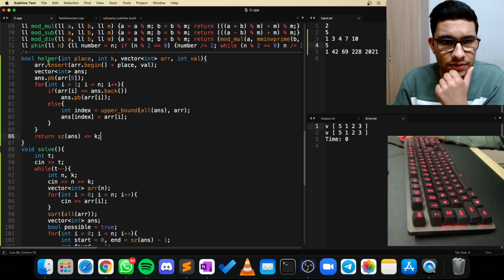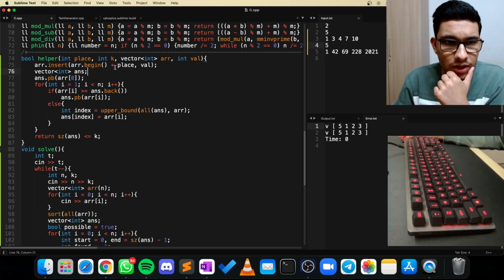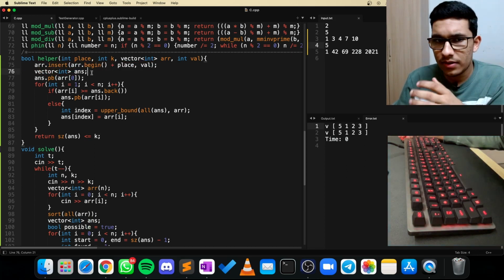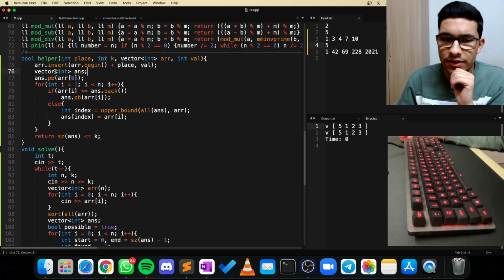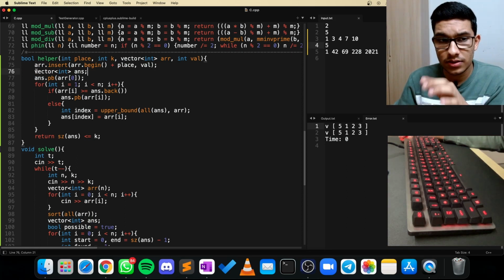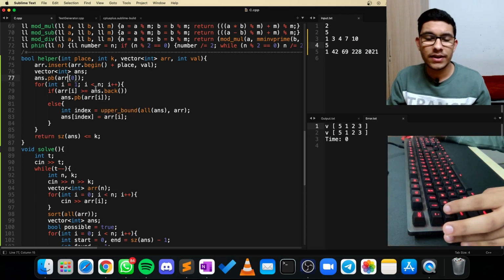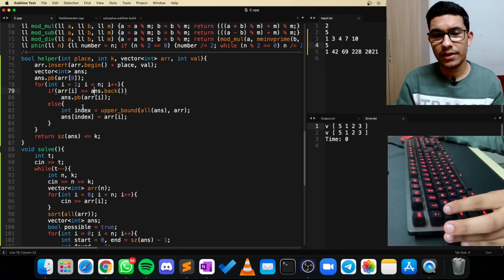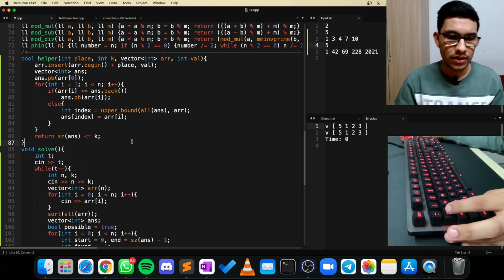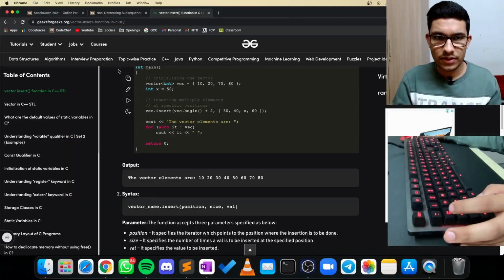Okay, let me just see if this is fine. I'm inserting at this place first of all. Then this is my vector which will be storing the length of the longest subsequence which is increasing, or in fact non-decreasing. So I've inserted the first element, then I'm doing this. If it is greater than or equal to this, then I'm just inserting it at the back. If it is not, then I'm finding the next greater element and I'm inserting it there. Fine. So let's see if this works.